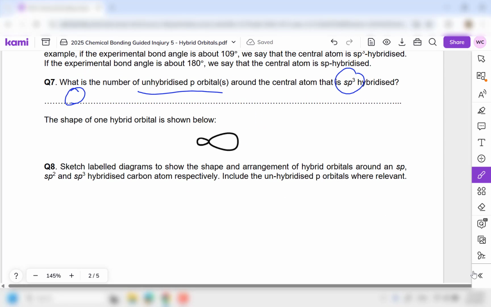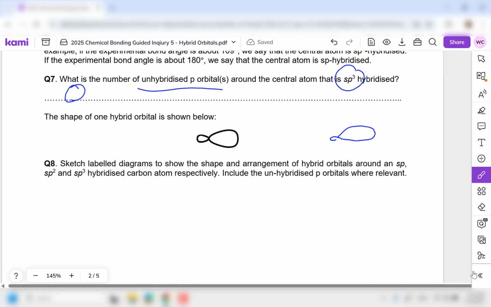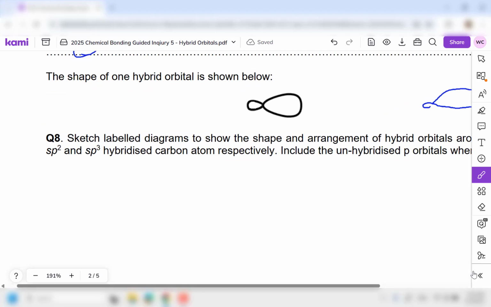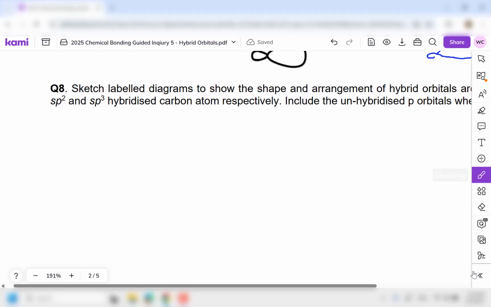Okay, the hybrid orbital have this particular shape, a big lobe, okay, and a small one. So you need to learn how to draw it. Okay, and then for question 8, it asks you to sketch labeled diagrams to show how the shape and arrangement of hybrid orbitals around sp, sp2, sp3 environment. Okay, they ask you to include the unhybridized p orbital. Okay, so I'm going to start off with sp. Okay, I might not draw everything.